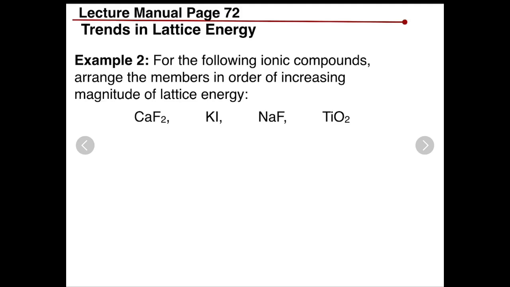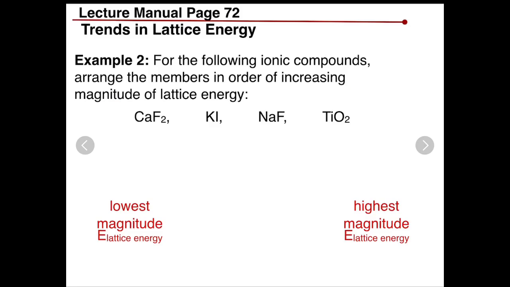So if I ask you to rank in terms of increasing magnitude of lattice energy, or in this case we can look at it as more exothermic as well, increasing magnitude means it's going to be more exothermic, or sometimes more negative. Okay, so with magnitude, we are looking at the value. How can we do that? We are going to rank from the lowest magnitude to the highest magnitude of the lattice energy.